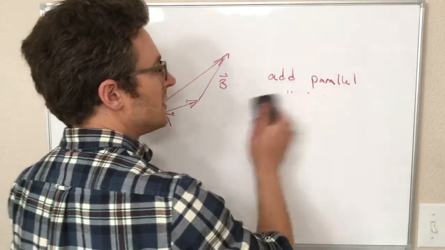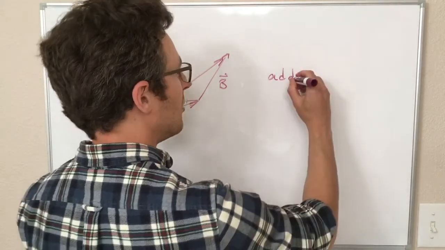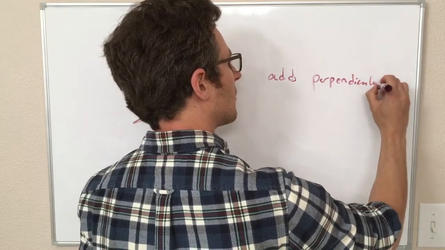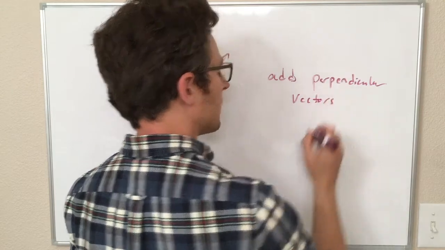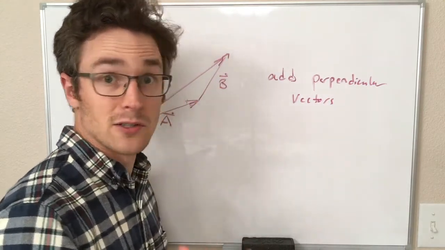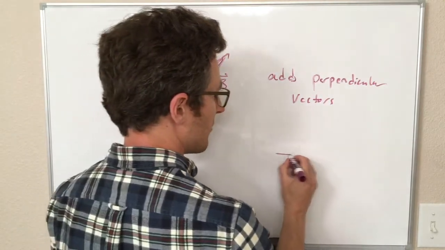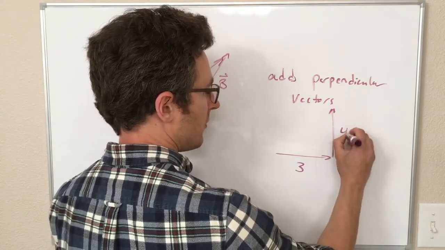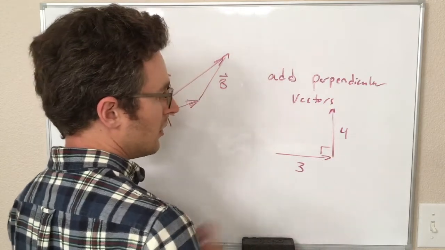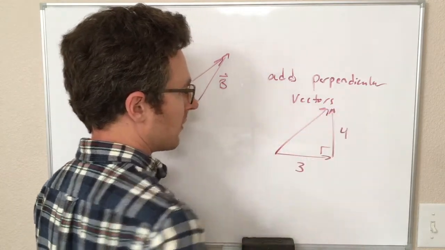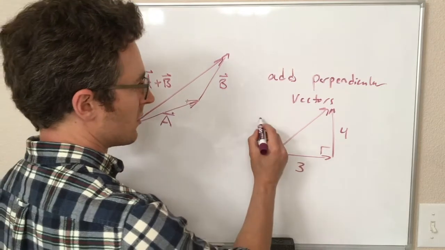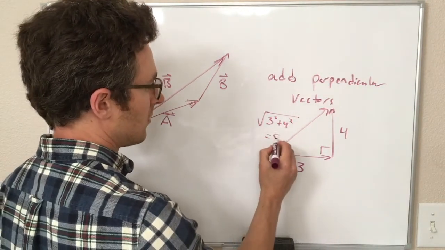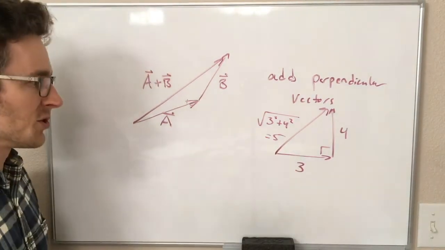The only other thing that we need to be able to do is to add perpendicular vectors, which we've actually already talked about just in the context of vector components. So in other words, if I have a vector that's like this, vector 3 and vector 4 like that, they're at a right angle, well, now they are basically the components of this vector, which is going to have magnitude root 3 squared plus 4 squared, which by coincidence actually equals 5.